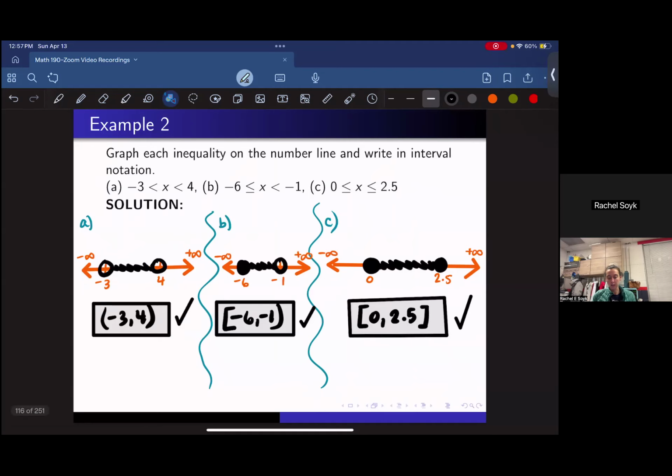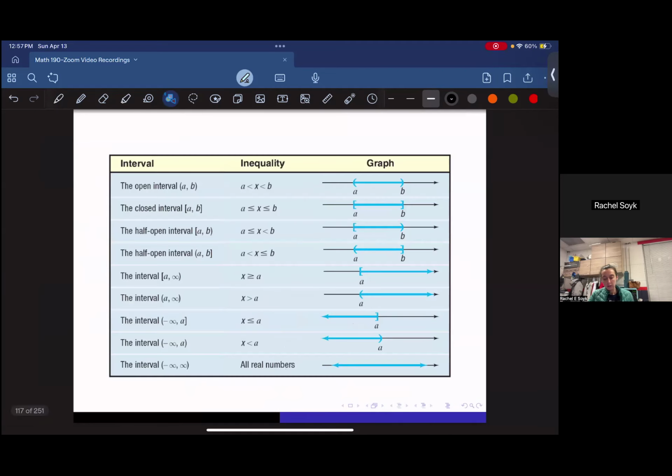Keep it on there for another second. So this is what we learned so far. We have our soft brackets, aka our open circles. We have our hard bracket, aka our closed circles. We have the combination of both of them.